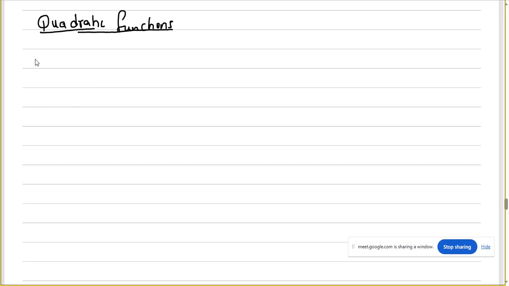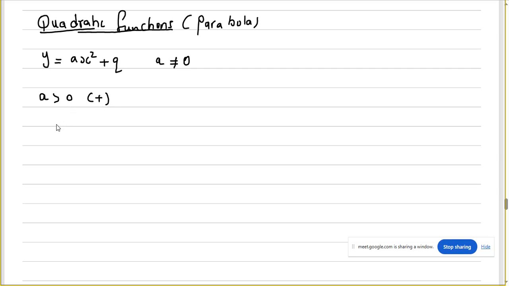So the standard form for a quadratic function, which we call the parabola, is y equals ax squared plus q, but the value of a must not be 0. The value of a tells you about the shape. If a is greater than 0, your graph will be concave up. It will look like this. We say that it has a happy face.